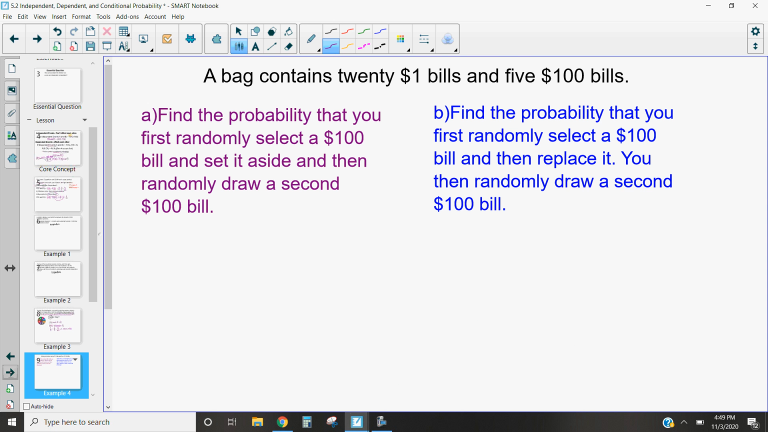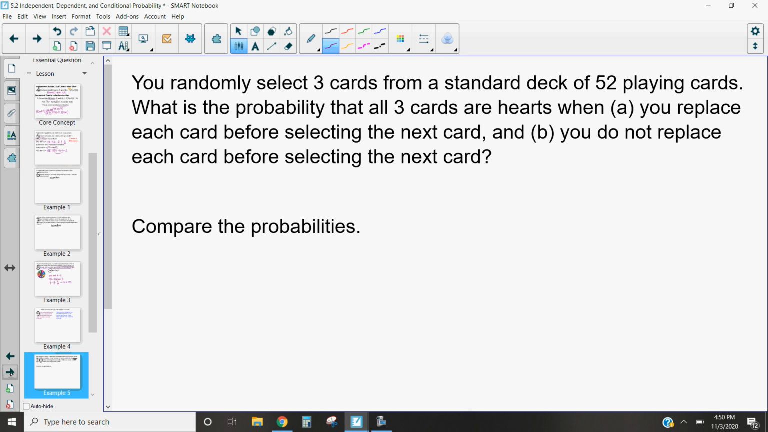Okay, so let's take a look at this next one here. You randomly select 3 cards from a standard deck of 52 playing cards. What's the probability that all 3 cards are hearts when you A, replace before selecting that card, and B, do not replace? So A, when we replace it, that means that the events are not going to affect each other. So these are independent.